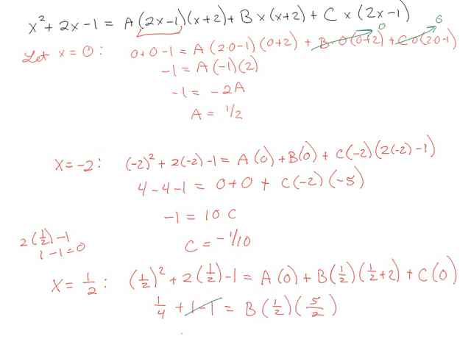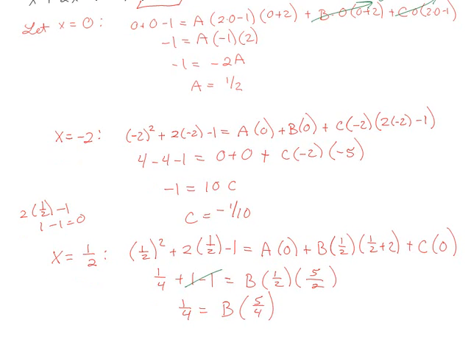So I've got 1/4 is equal to b times 5/4, which means that b has to be equal to 1/5. So if I multiply both sides times 4/5, the 4's go away, that goes away. And then I have b is equal to 1/5.